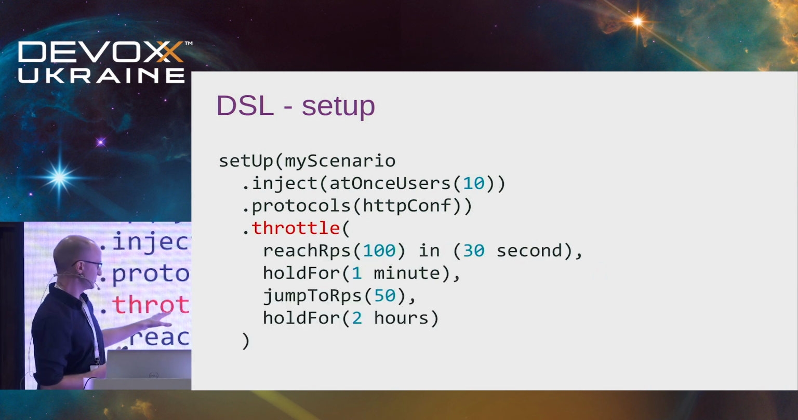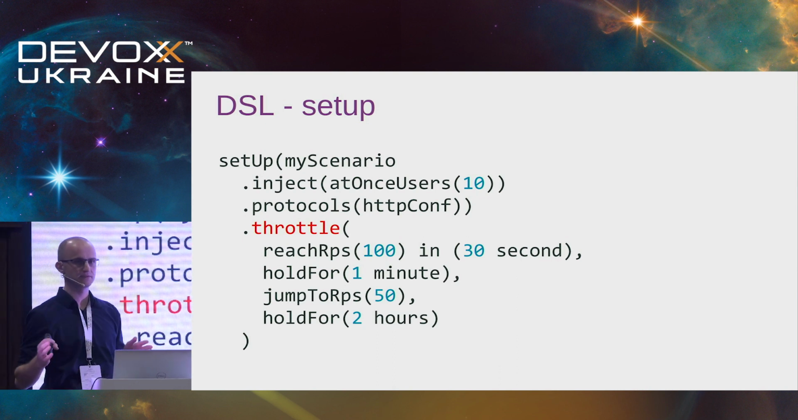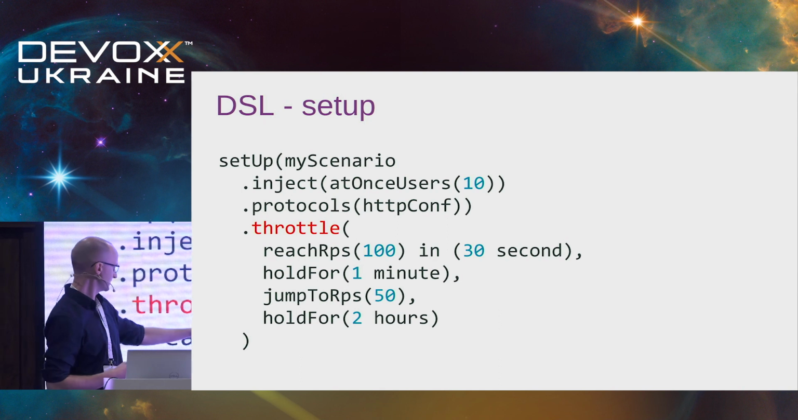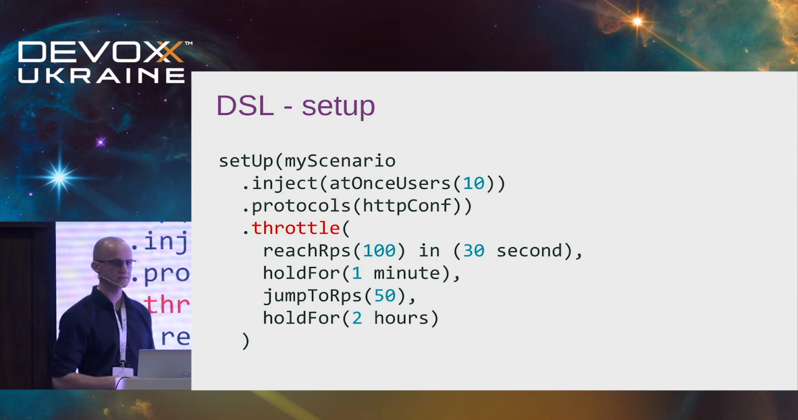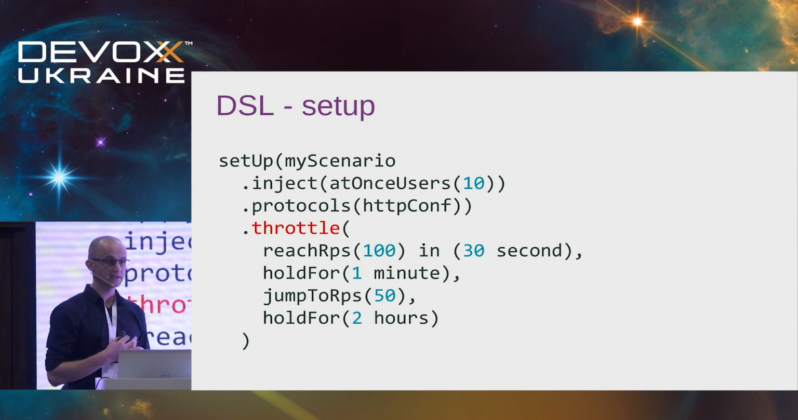Throttling, a very useful feature. In this case, your scenario will reach 100 requests per second within a 30-second ramp, hold it for 1 minute, then jump to 50 requests per second and hold it for 2 hours. And this is especially useful in the case of a soak test, a very, very long performance test, where you want to determine if your system can sustain continuous expected load.